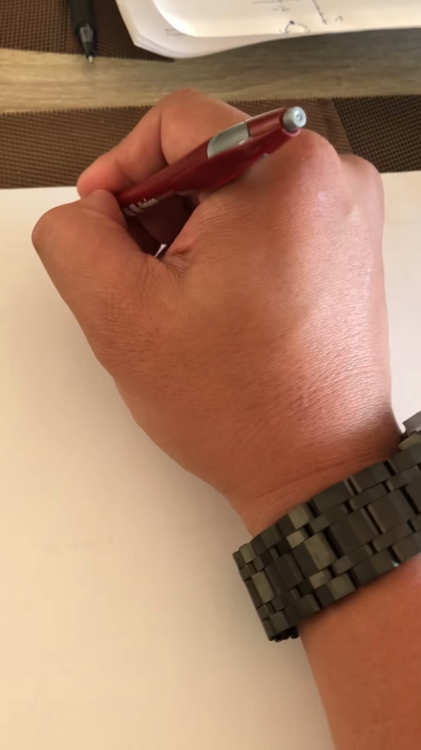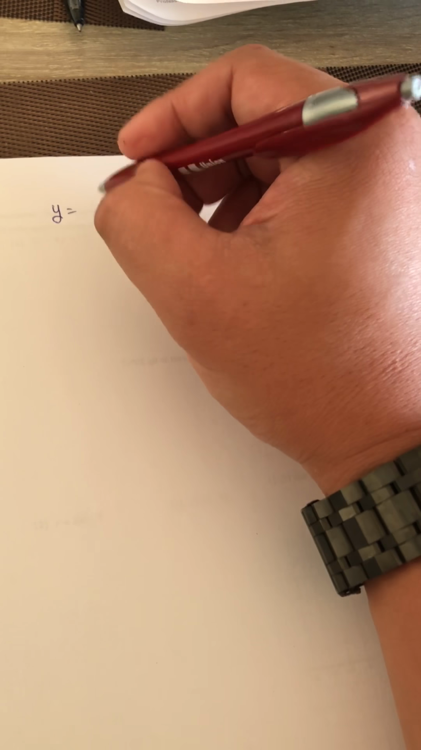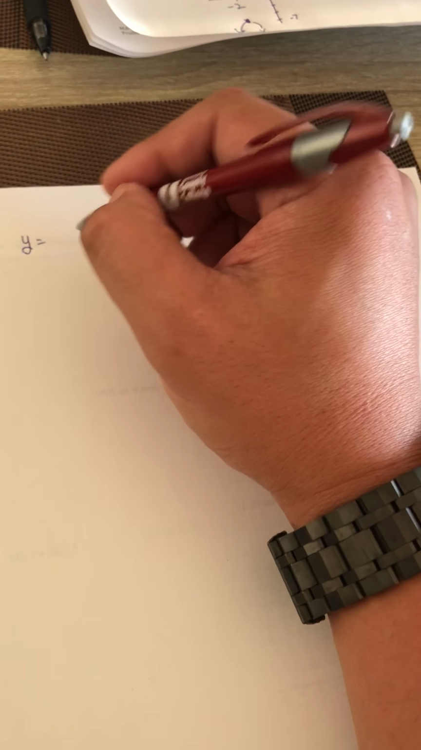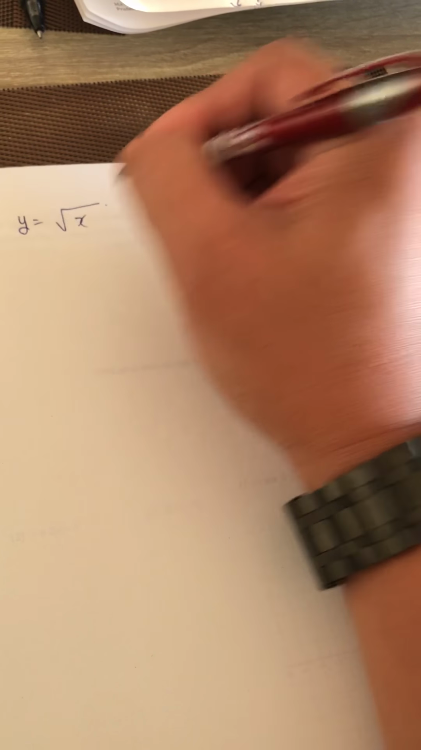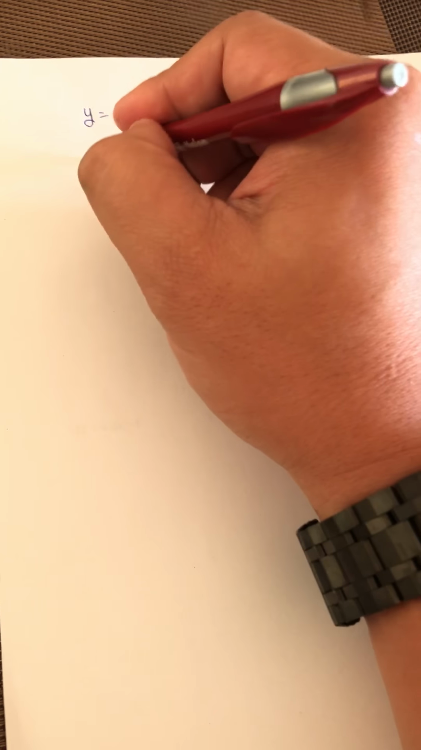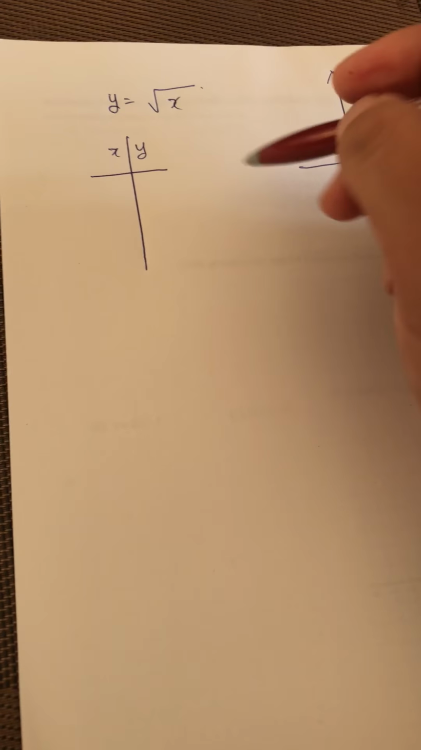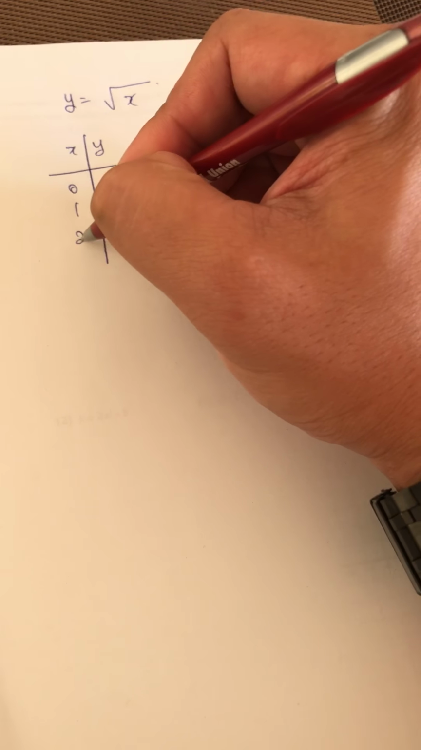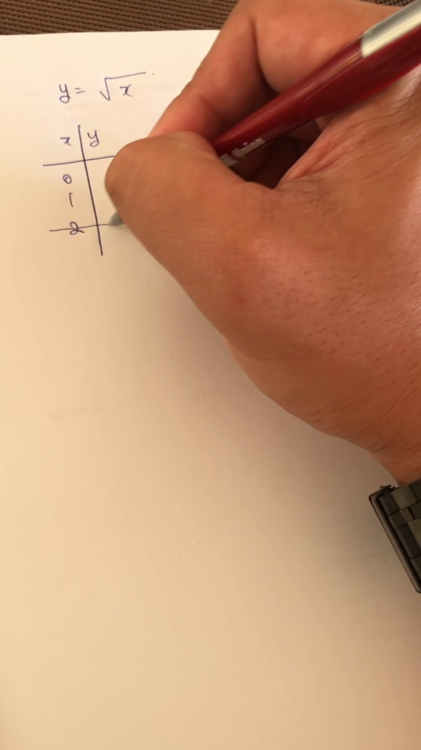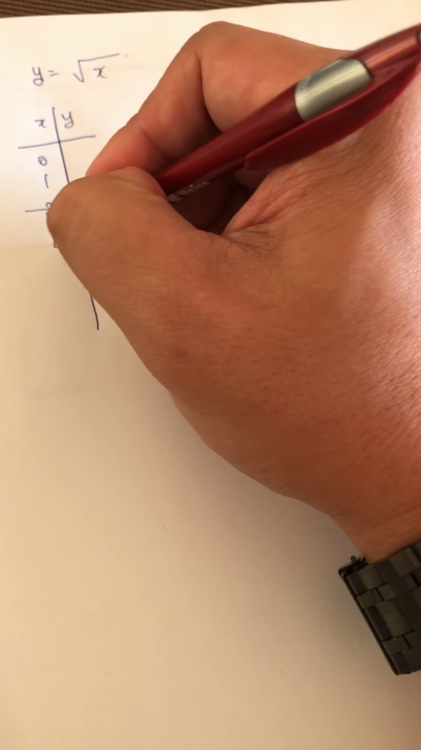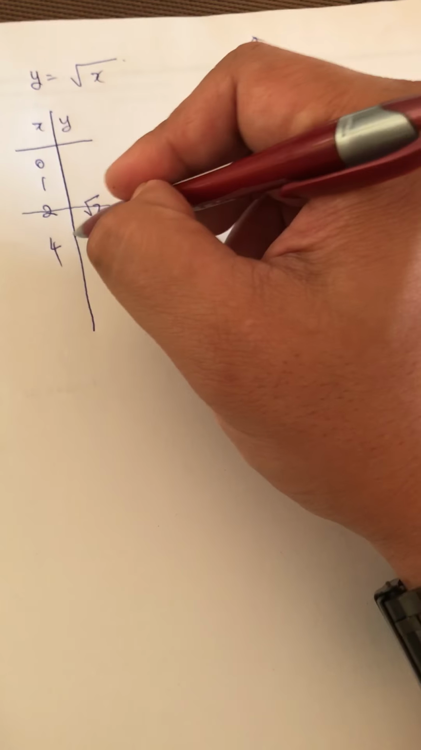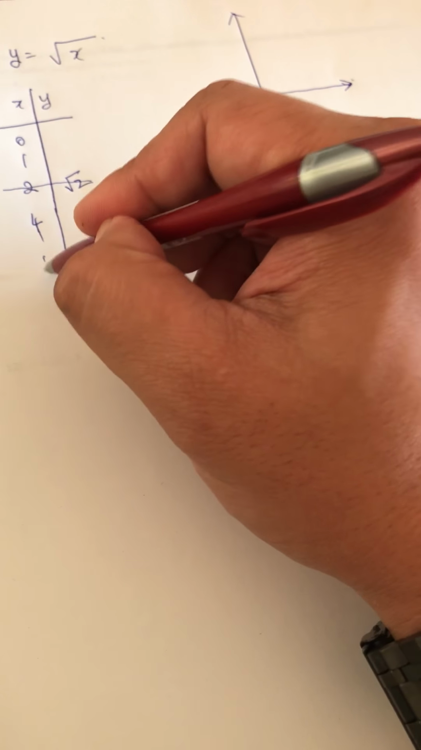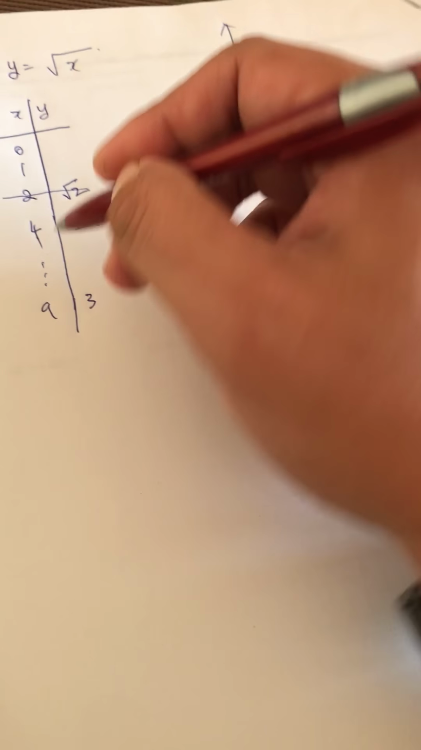Let me give you this guy. y equals radical x. Let's talk about the radical function here. Radical function, again, if you don't know, I will use an XY table. Now, just play smart here. 0, 1, 2. I'm not too big a fan of 2 because you're probably going to get radical 2. But 4, you're going to get 2. 9, you're going to get 3.